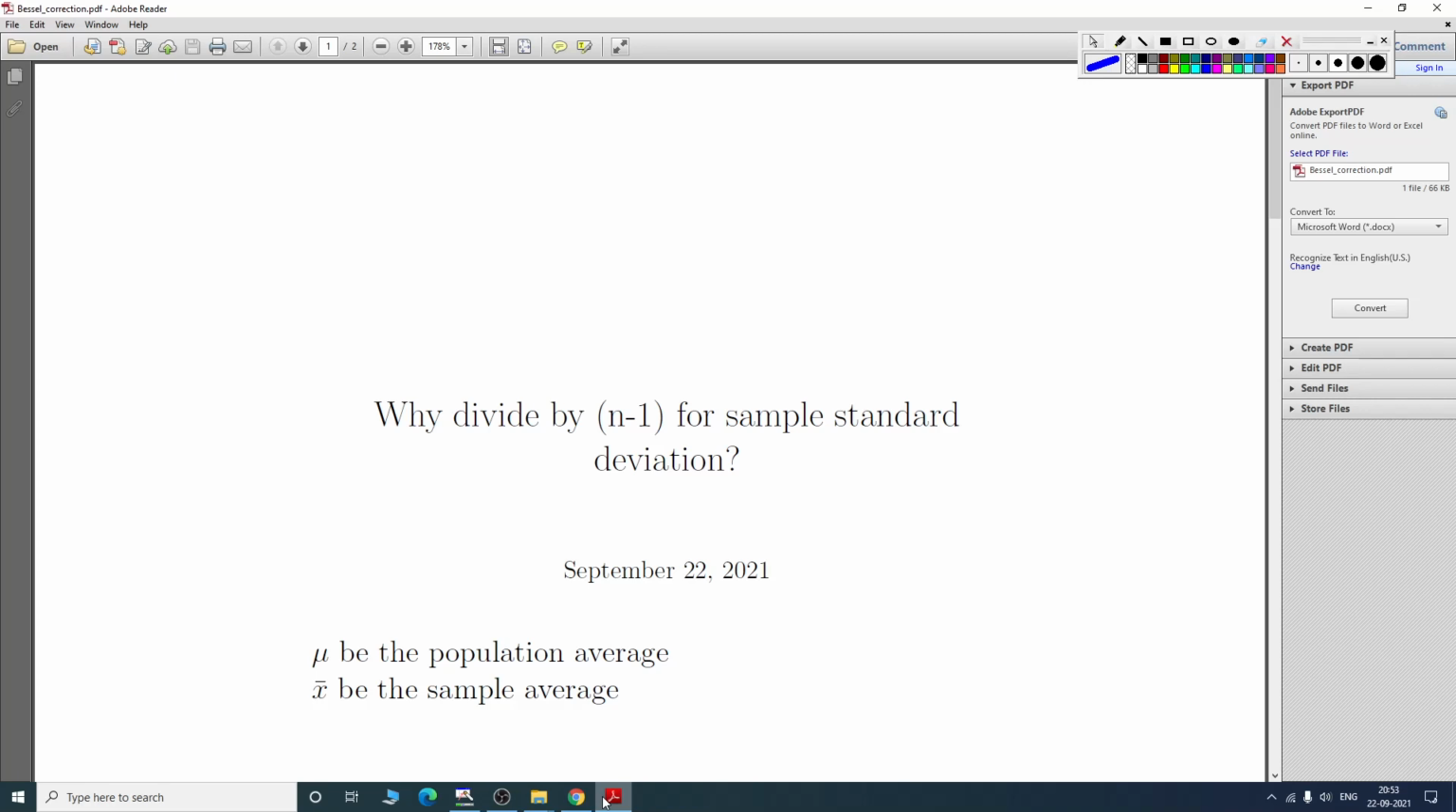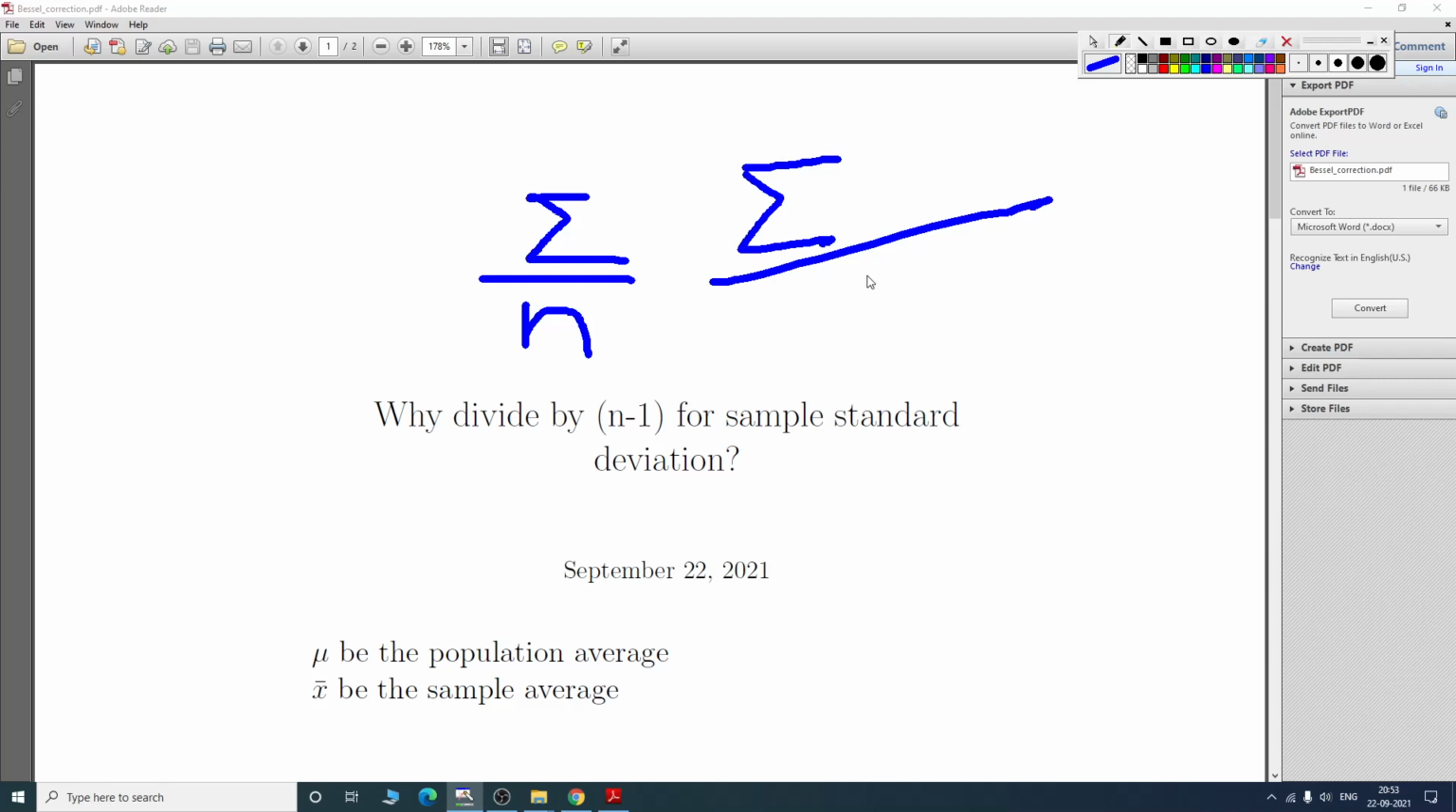So now the topic is why we divide by n minus 1 for sample standard deviation. You must have seen that while computing the mean for the sample we divide by n, but while computing the standard deviation we divide by n minus 1. Have you wondered why this is happening? Okay, so you are at the right place. I am going to explain it very shortly in a crisp way, without going through the mathematical details.